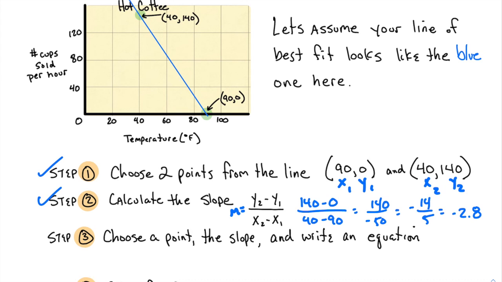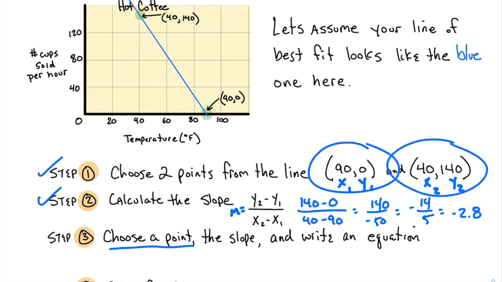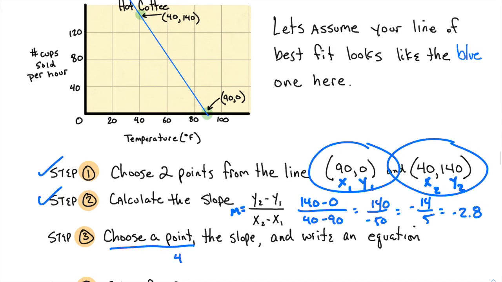Now step 3, choose a point. It doesn't matter which of the 2 points you pick. I'm going to pick 40 and 140 just because that's the one I'm picking. You could just as easily pick 90 and 0. So I'm going to pick 40 and 140, and what I know about that is 40 is the x and 140 is the y. Now, the slope I just calculated, my slope is negative 2.8, right? I just calculated that right there.